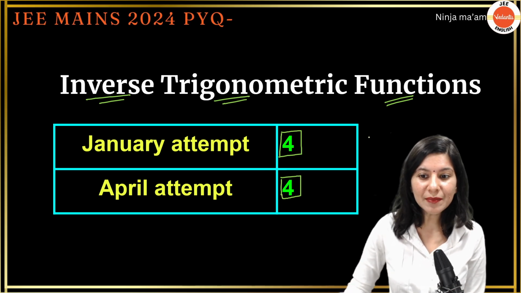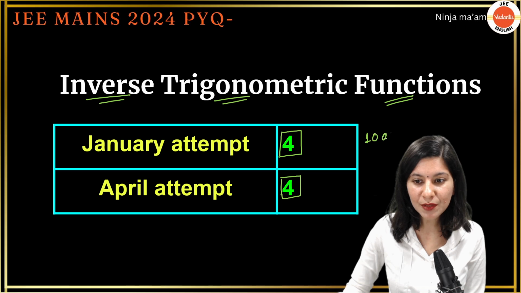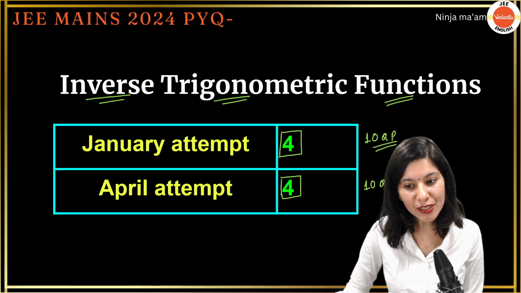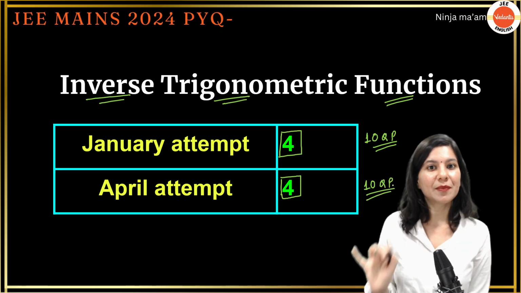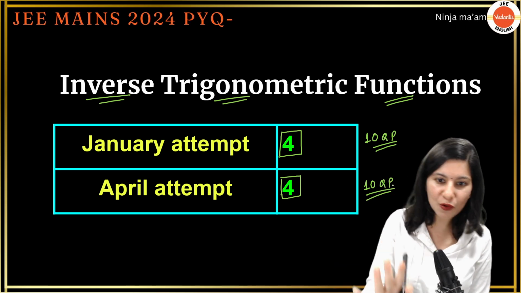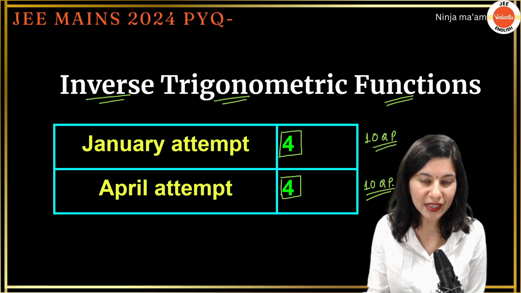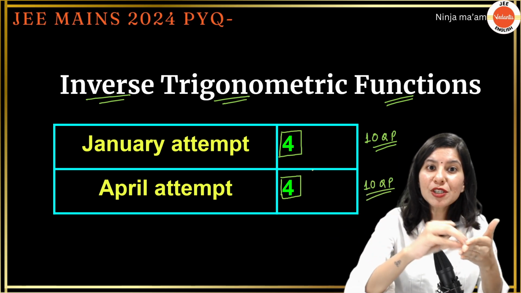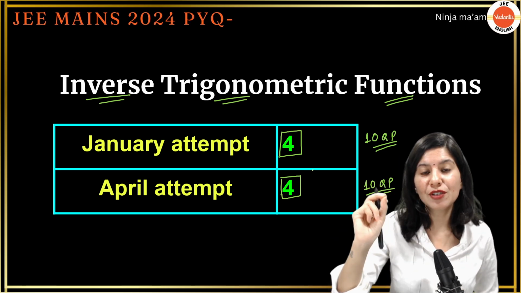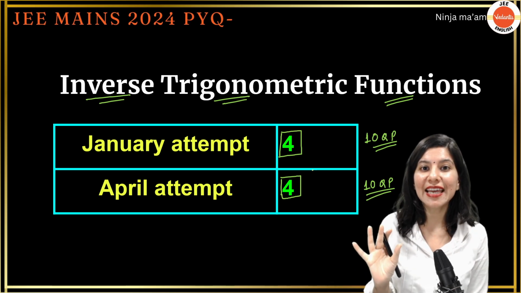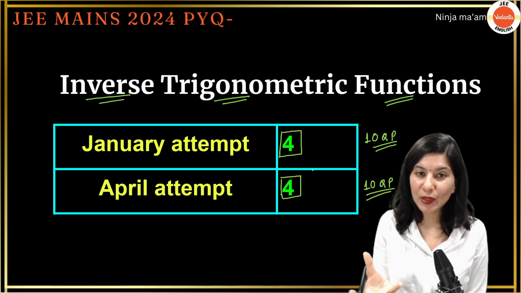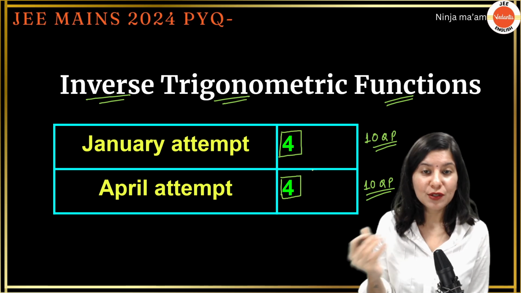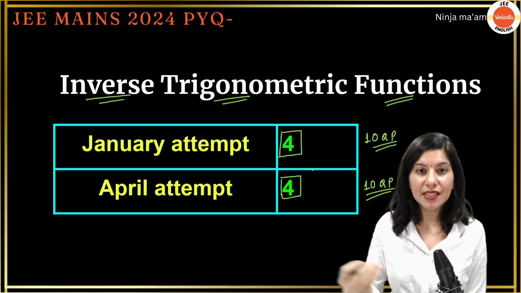So in the January attempt, there were 10 shifts. So 10 question papers were conducted in January as well as 10 question papers in the April attempt. So both are exactly the same, 4 from January and 4 from April. Out of 10 question papers, if you observe, only 4 question papers had 1 question from ITF. So you can estimate the weightage of ITF. So in 2025, we can expect a similar pattern.